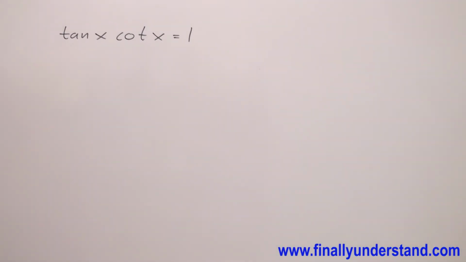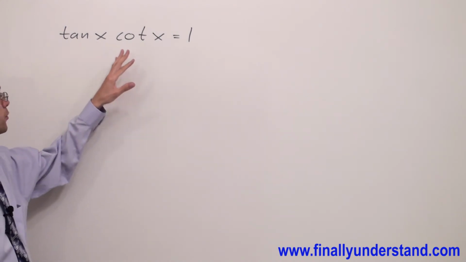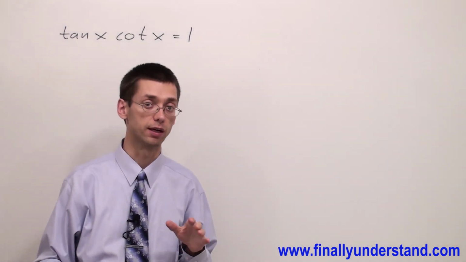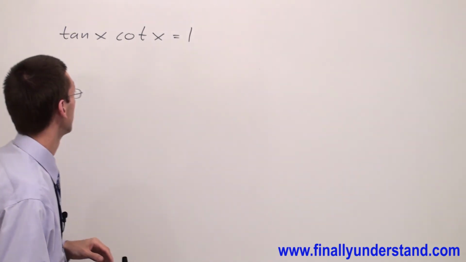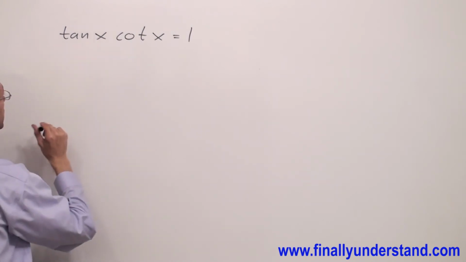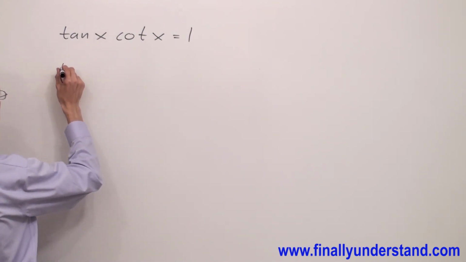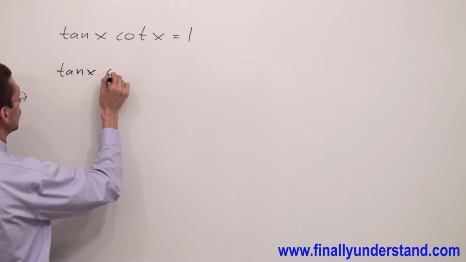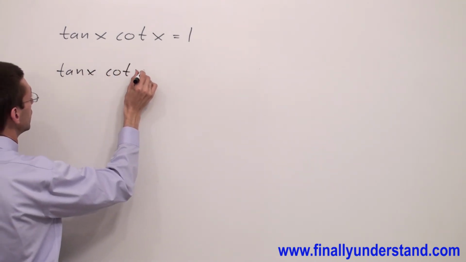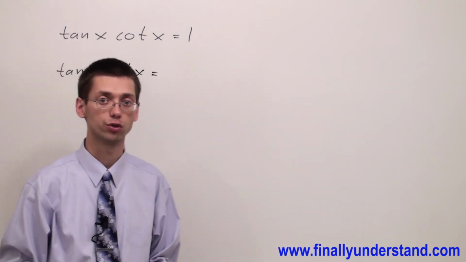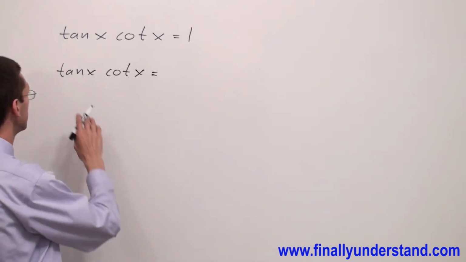Let's take a look at this example. We have tangent of x times cotangent of x equals 1. Again, we're supposed to prove that the left side is equal to the right. I'm going to start, of course, from the most complicated side. I'm going to copy this down. So I have tangent x times cotangent x.